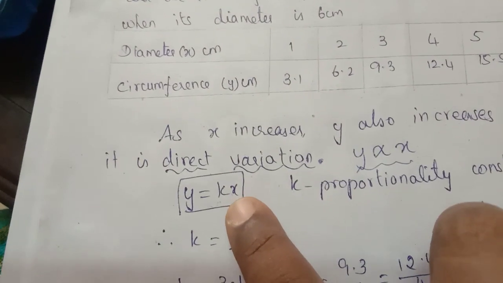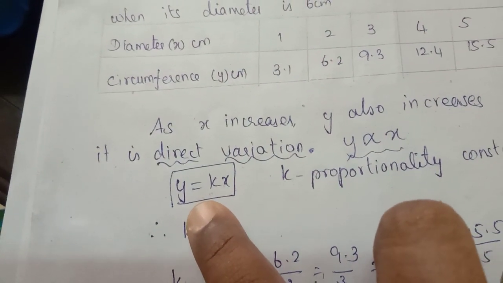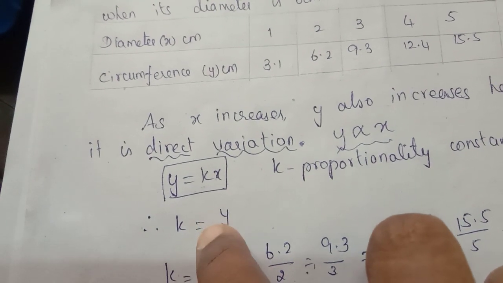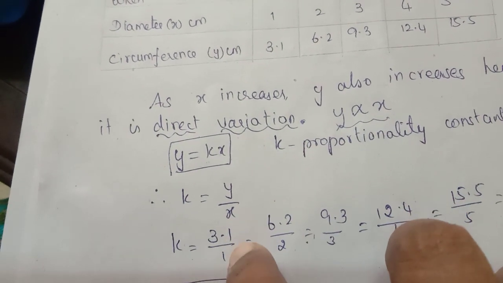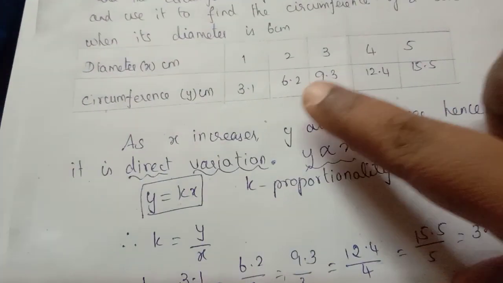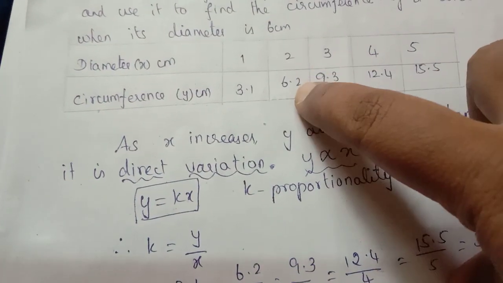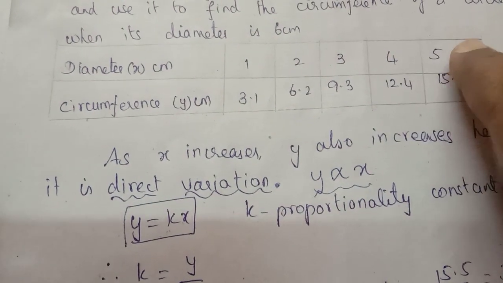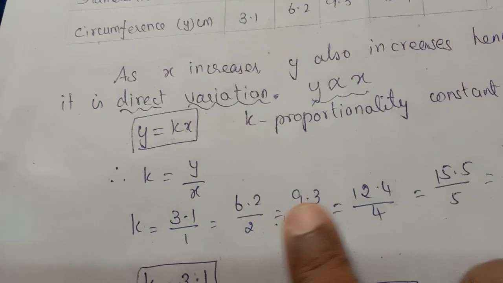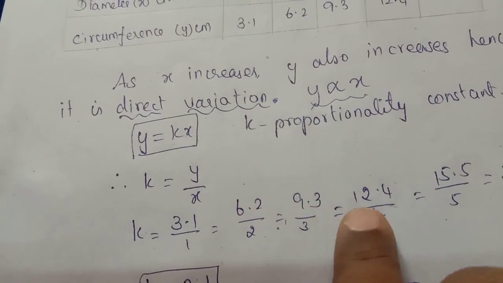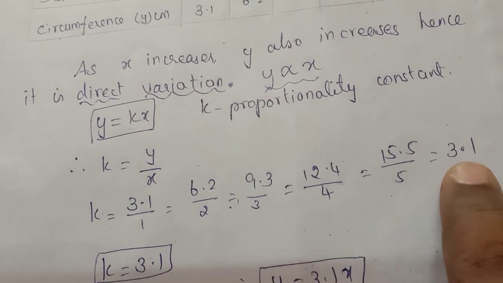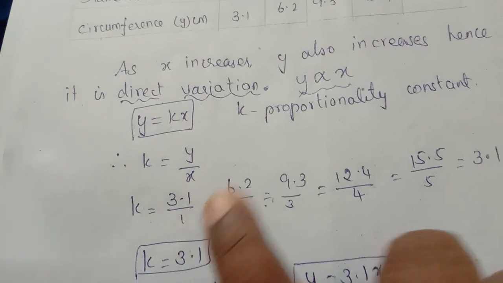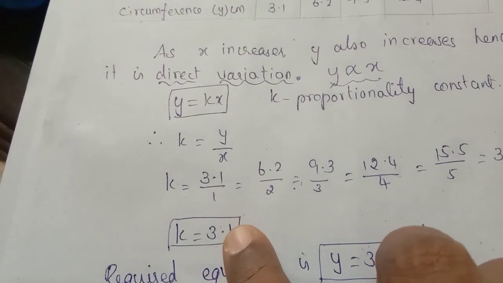From this we can bring x to the left hand side, that is y by x. So from this we can find the value of k, that is k is equal to y by x. What is y by x? See here, 3.1 by 1, 6.2 by 2, 9.3 by 3, 12.4 by 4 and 15.5 by 5. All these we have to write. Each one, if you divide, you will get the same value, 3.1. So the value of k is 3.1.